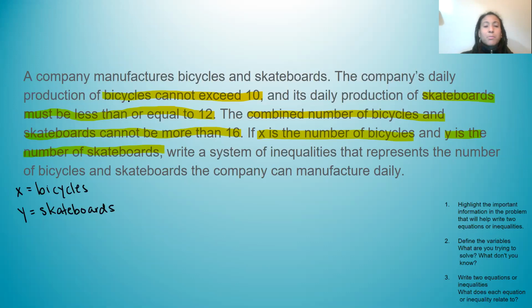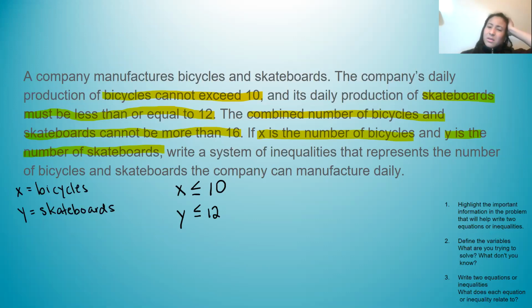So the first one is bicycles cannot exceed 10. So I have X and 10. What does the word exceed mean? Cannot go over. So it has to be 10 or less, okay? And then it says skateboards must be less than or equal to 12. Well, that's easy. They already told us what symbol to use. Less than or equal to 12, all right?